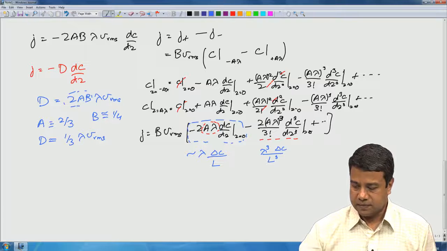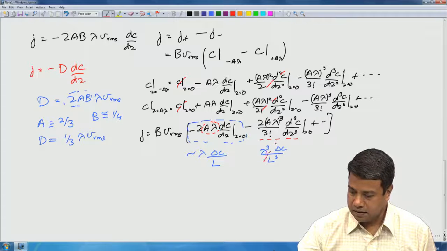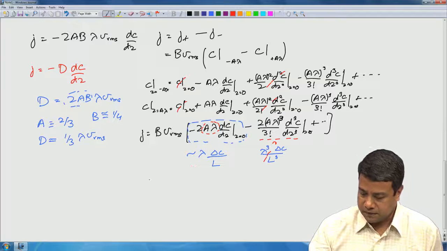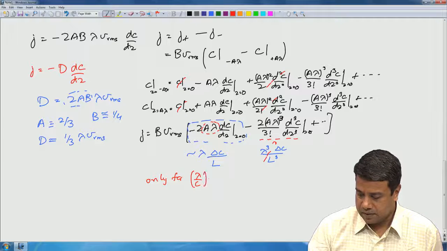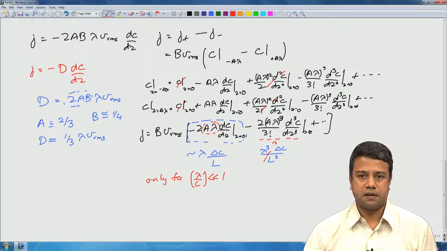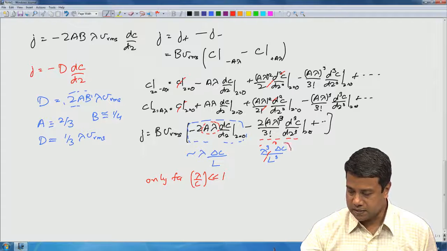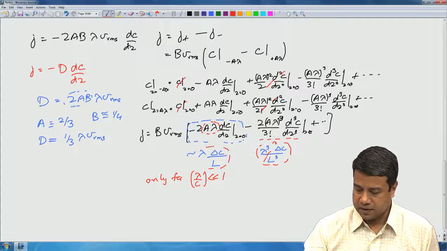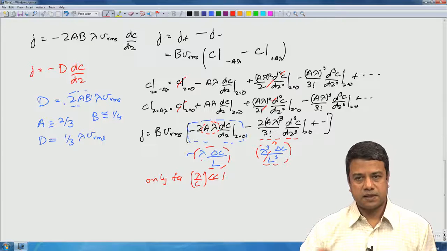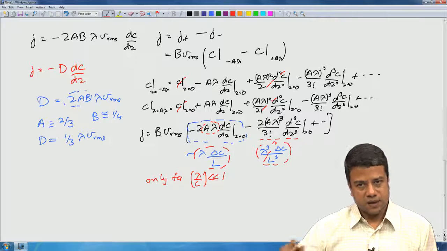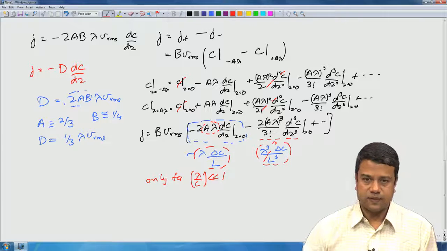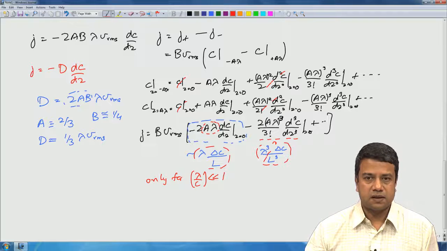So, obviously, this term can be neglected in comparison to the first term only for lambda by L being small compared to 1. Okay. Only in that case will this term be much smaller than this term here, because this goes as lambda by L, the next term goes as lambda by L the whole cubed, the next term will go as lambda by L to the 5th power and so on. Okay. So, we can neglect the second term in comparison to the first only when the mean free path is much smaller than the distance over which there are concentration variations.